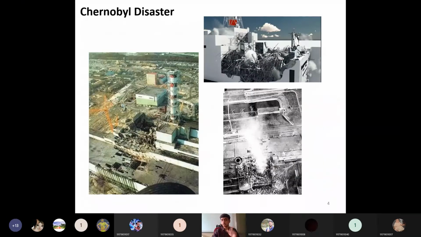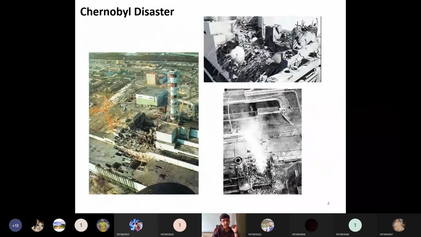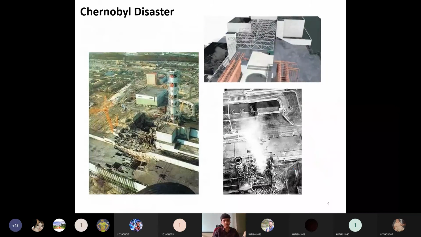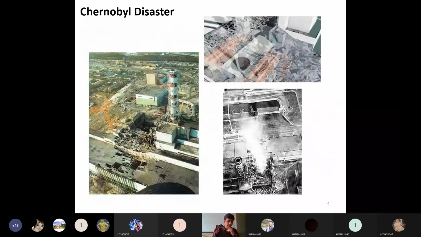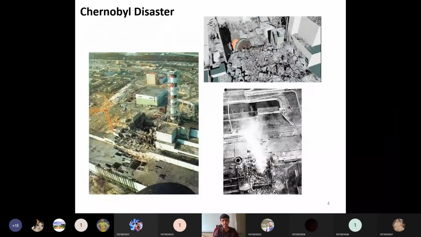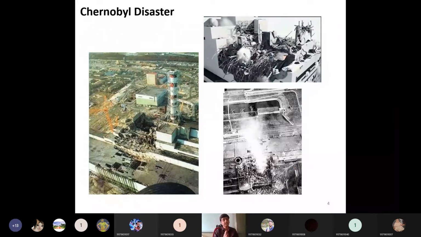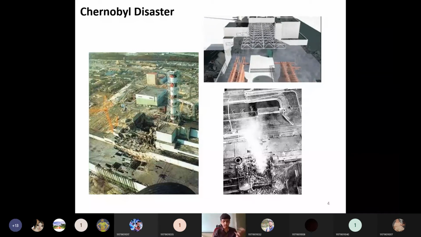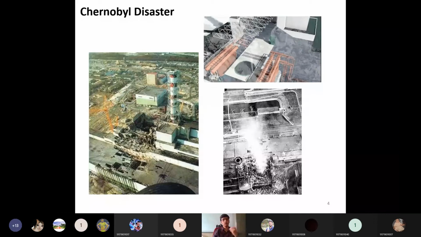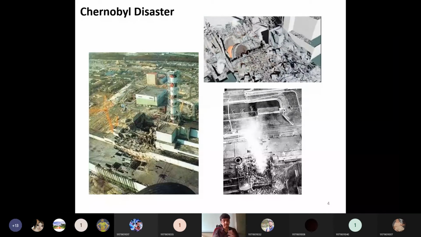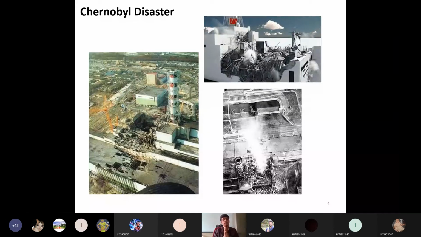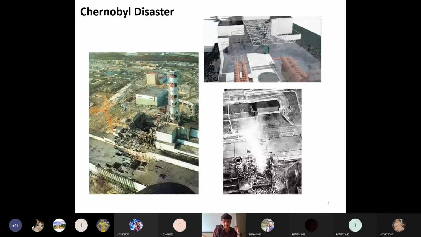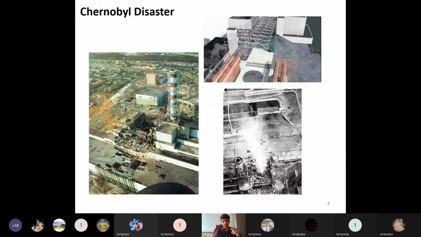So the first one is the Chernobyl disaster. This happened in Ukraine, a North European country. How did this happen? Due to flaws in the nuclear reactor design or simulation. After this incident, it is considered a very heavy disaster, a level 7 disaster, which happened in 1986 in Ukraine.